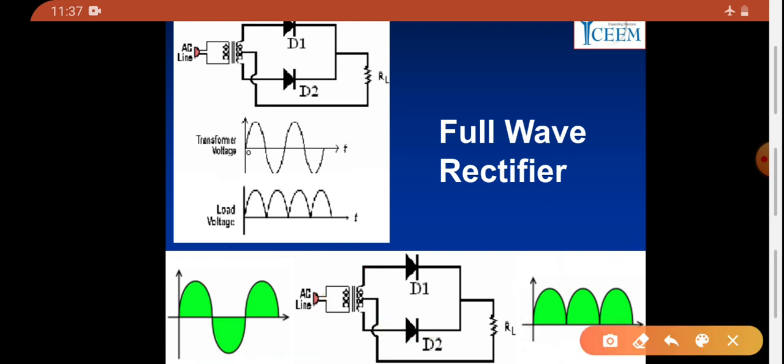Therefore current will flow from this positive terminal through diode D1, then through this resistor and up to the ground like this, and D2 is in off condition. So you get the positive half cycle across the load, which is why the positive half cycle appears in the output.